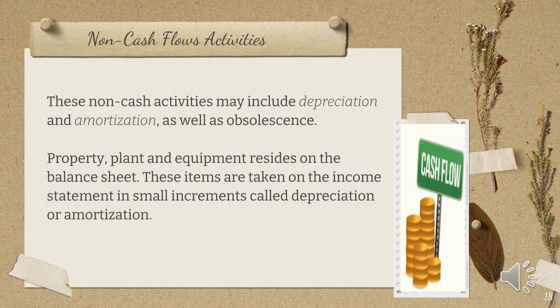Amortization po is the practice of spreading an intangible asset's cost over that asset's useful life. Examples of intangible assets that are expensed through amortization are patents, trademarks, and copyrights.